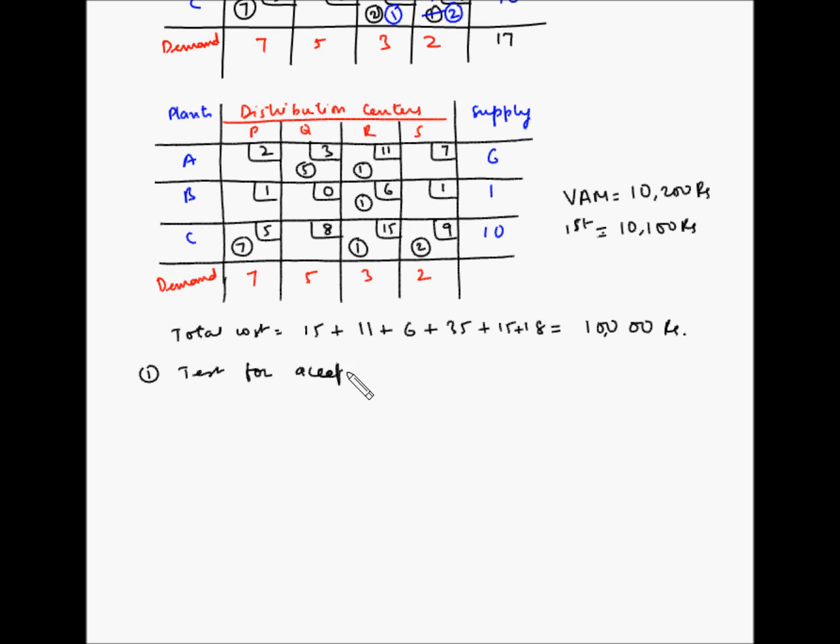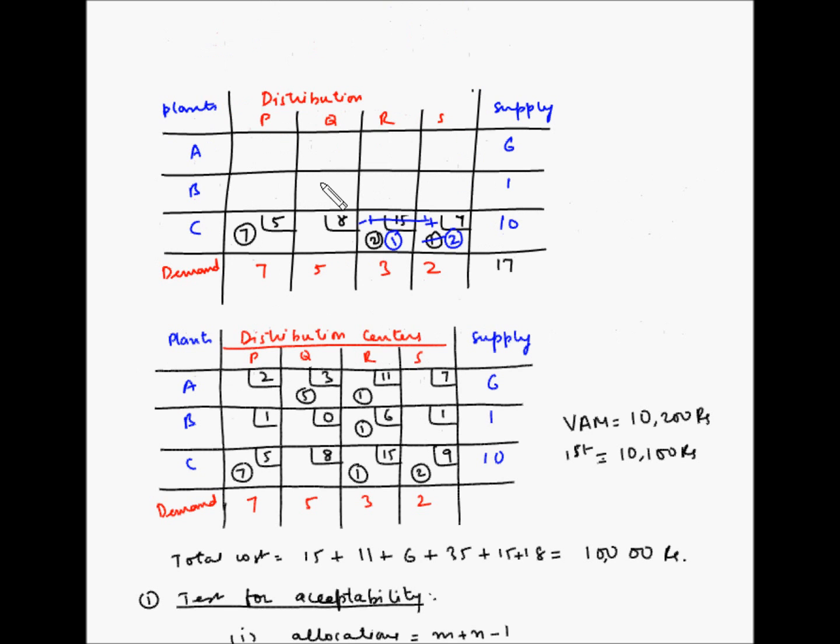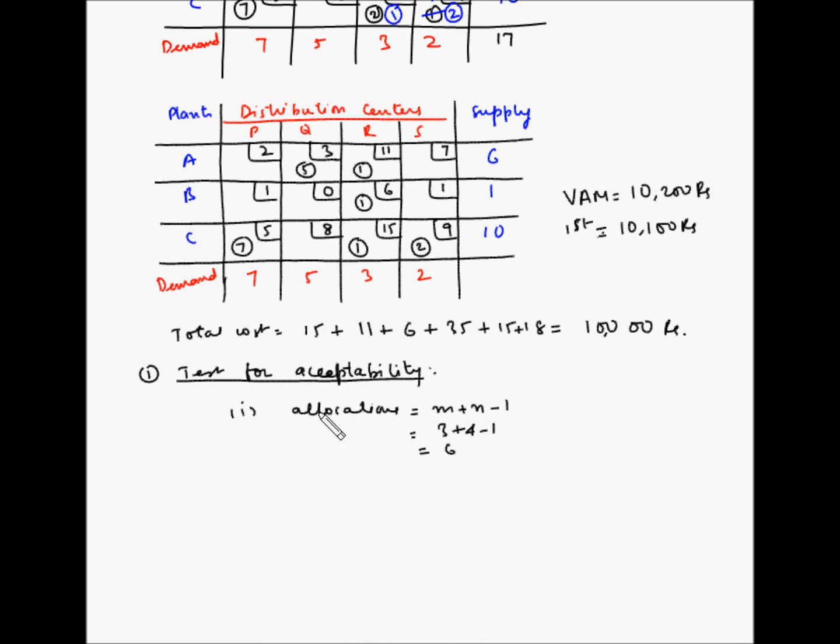acceptability. So the first condition is allocations should be equal to m plus n minus 1. Now m plus n minus 1 is 3 plus 4 minus 1, which is equal to 6. And let's count the number of allocations. So 1, 2, 3, 4, 5, 6. So allocations is also equal to 6. So this condition has passed.